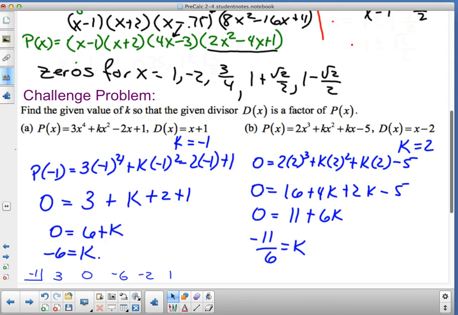We're doing okay. Same method. If we want, we can check it out. The k is -11/6.